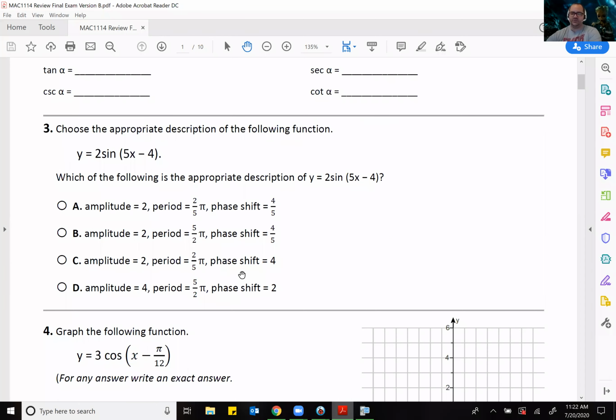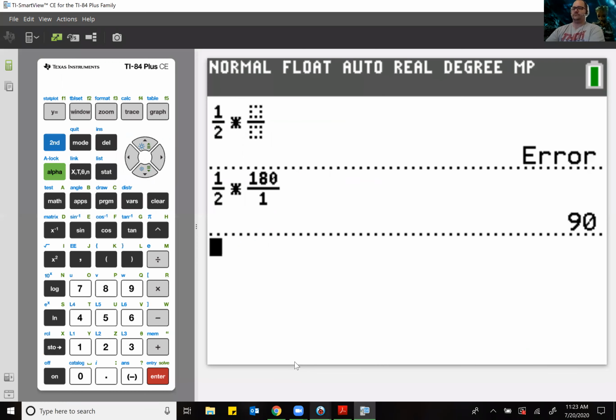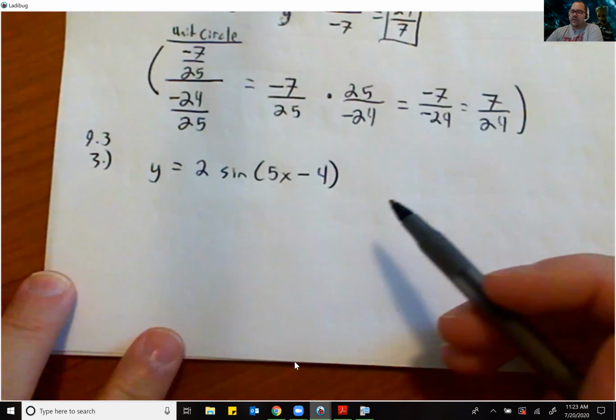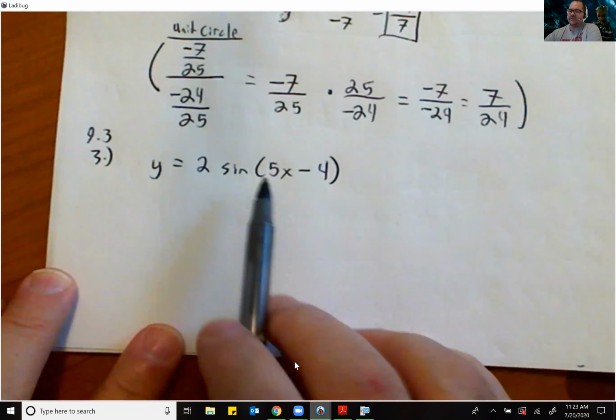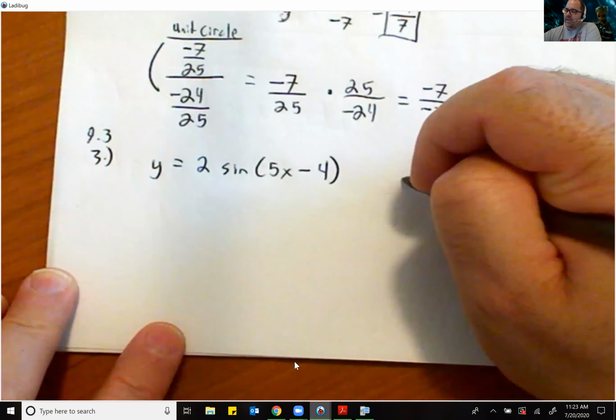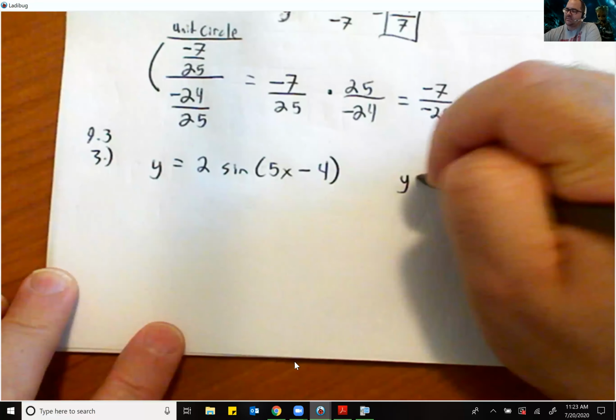So here, just a graphing question. This is coming from 9.3. So they're telling you that y is equal to 2 sine 5x minus 4. Okay? So first things first, they want to know the amplitude, the period, and the phase shift. All right, well, not too hard to do. So in here, though, we need to fix this because remember that our equations are going to look like this.